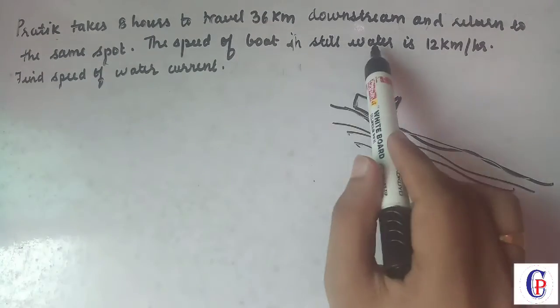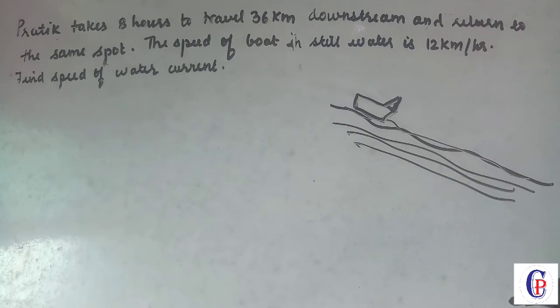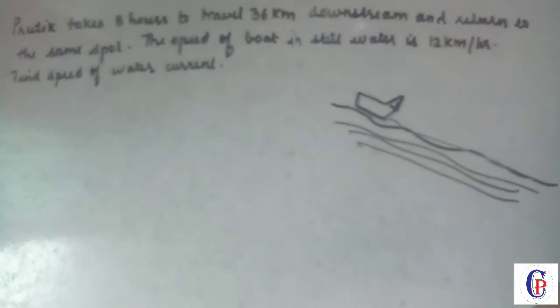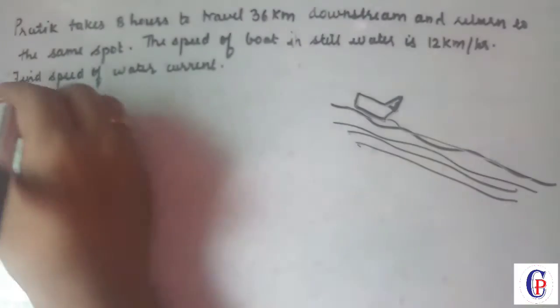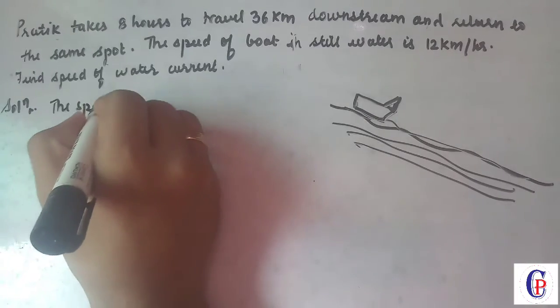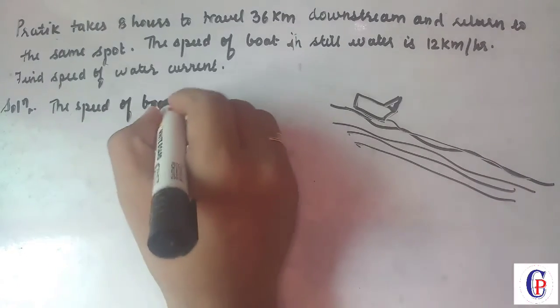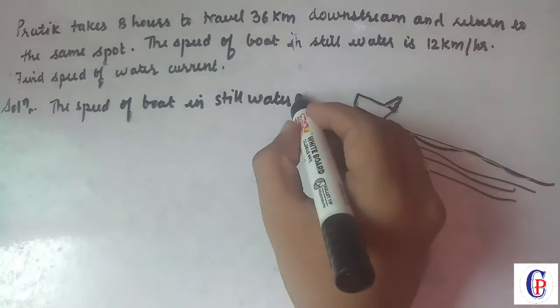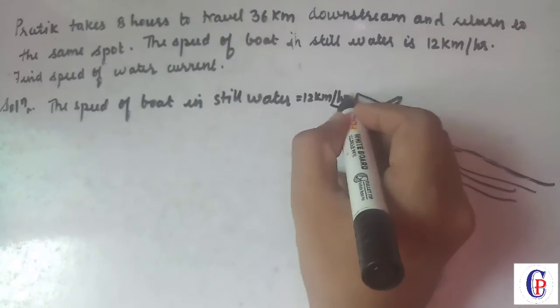The speed of the boat in still water. In still water means, let us assume that the water is not flowing. Then what is the speed of the boat? Like what is the speed of the motor of the boat? You can say in short, it is 12 km per hour. So indirectly they have given us that the speed of the boat in still water is 12 kilometers per hour.